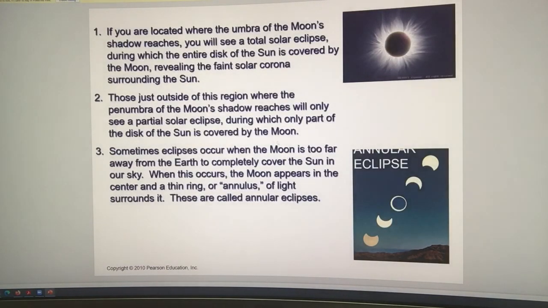There are also 3 different kinds of solar eclipse. One is called total solar eclipse, the other one is called partial solar eclipse, and the final one is called annular eclipses. I'm not going to explain one by one. You guys can read the slide.